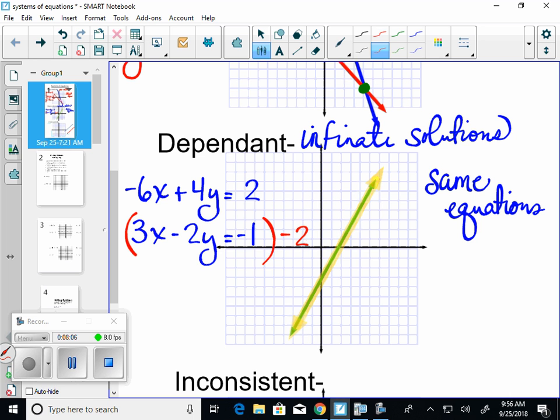this second equation, because it's the smaller one, and I would multiply everything in there by negative 2. So I would take negative 2 times 3x is negative 6x. And negative 2 times negative 2y is positive 4y. And negative 2 times negative 1 is positive 2. And now, can I say that my equations are exactly the same? Yes. Absolutely. So these will graph one right on top of the other. They have infinite solutions. So if you know the solution for one, you know the solution for the other.